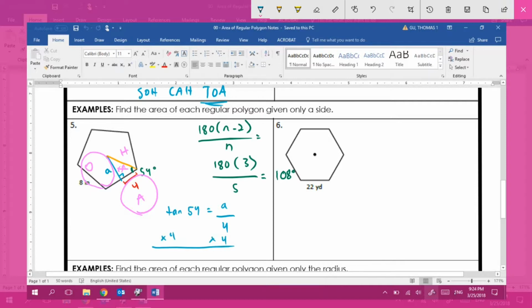And that means 4 tangent of 54 is going to be my apothem. If you put that in the calculator in degrees mode, you're going to get about 5.5. So that means I found my apothem. It's 5.5. Now, do I know my radius?